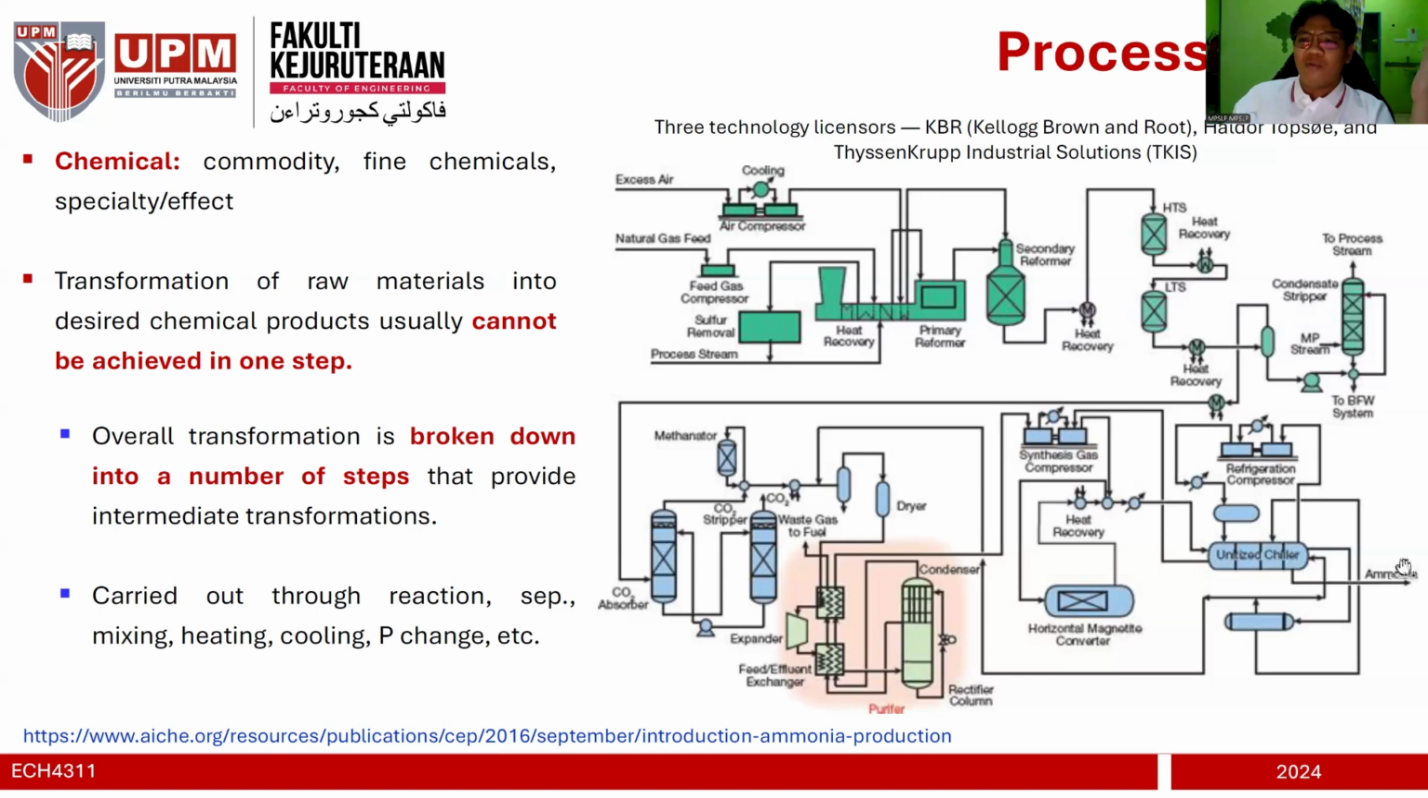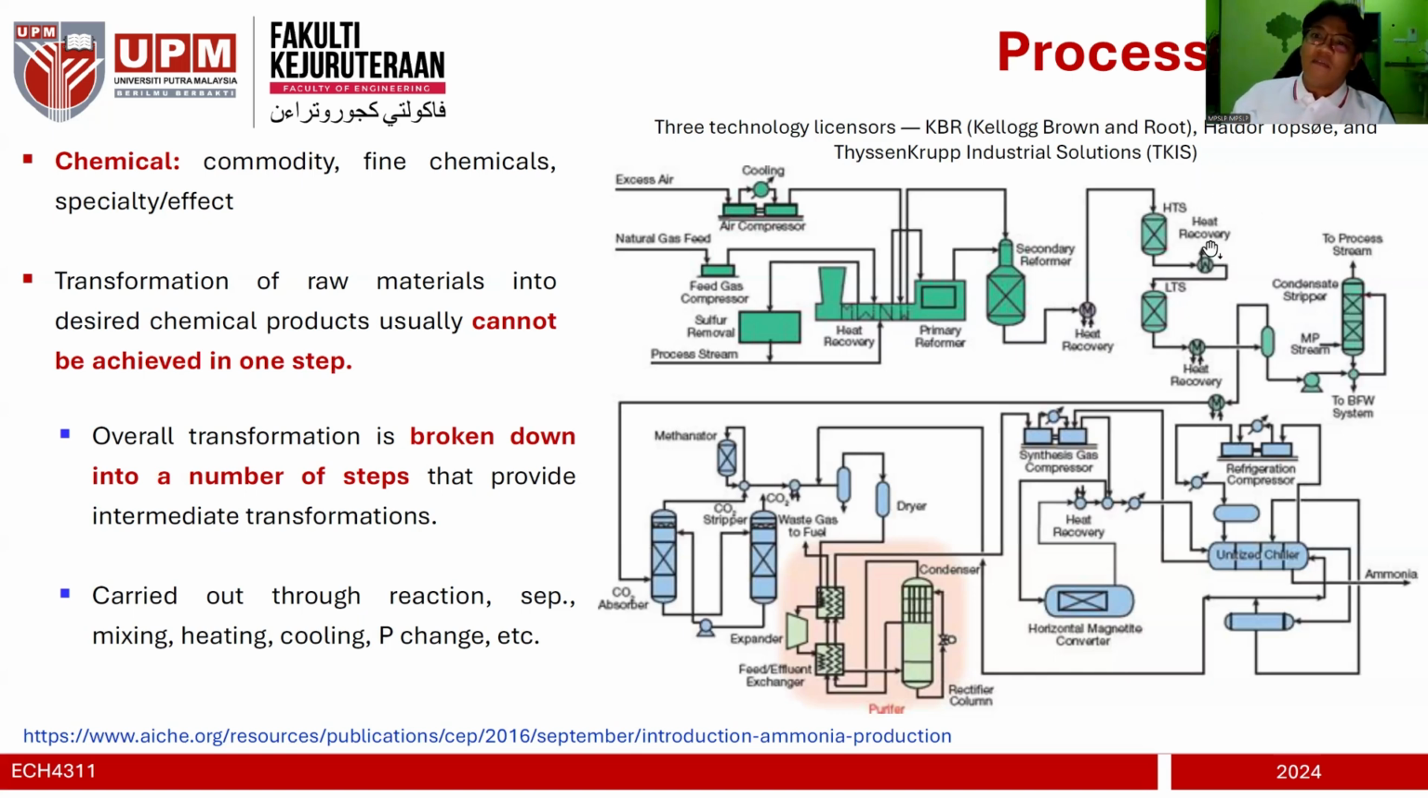But how do they produce ammonia? Obviously they need raw material. In this case, they have air and natural gas. Here, air is compressed to a high pressure, and natural gas is also compressed to a high pressure, and then they undergo a secondary reforming process to produce hydrogen, a methane reforming, because natural gas consists mostly of methane. And then you have HTS, the high temperature shift. It basically converts carbon monoxide into carbon dioxide plus hydrogen.